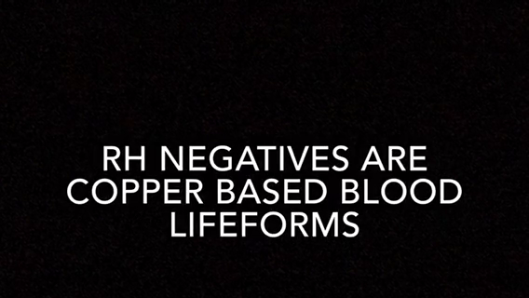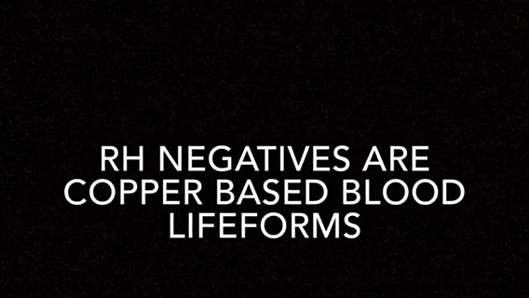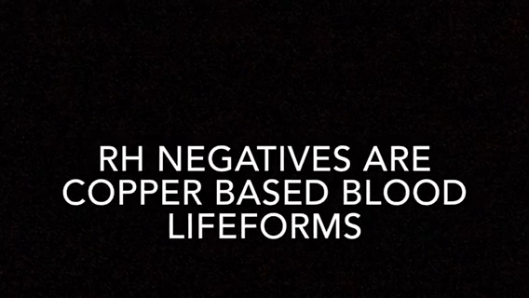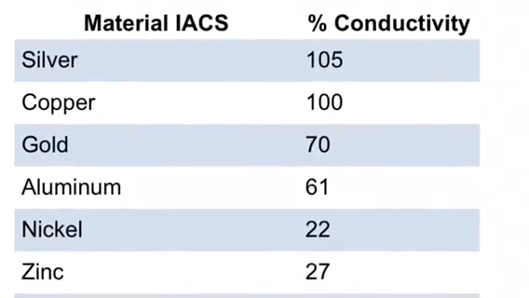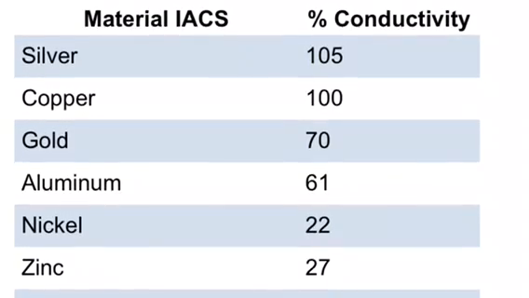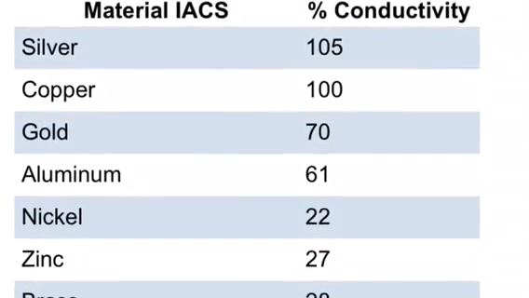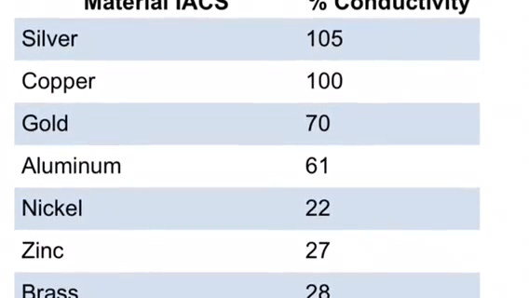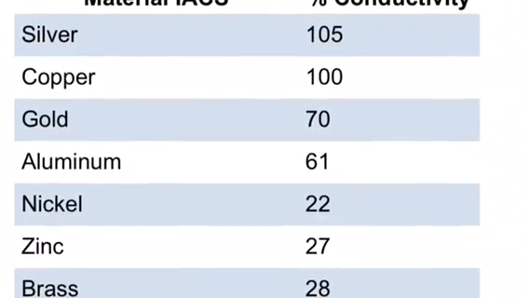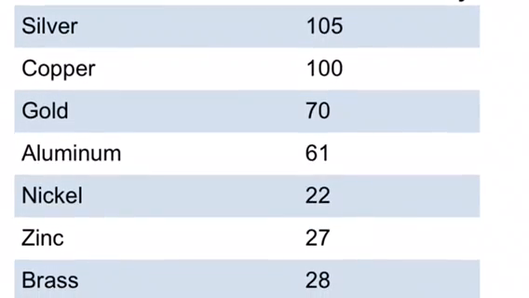I've talked about this in other videos, the importance of consuming copper for those reasons, and about conductivity, so we're going to talk about that right now. So as you can see in this chart, copper is 100% conductive, and people have made comments about iron being conductive, but iron is actually only 17%. So that's pretty much nothing compared to copper.